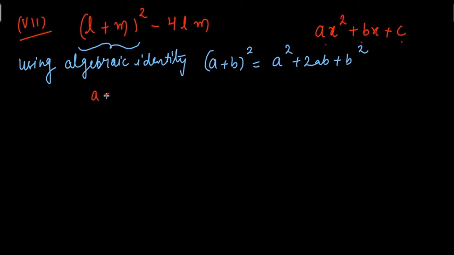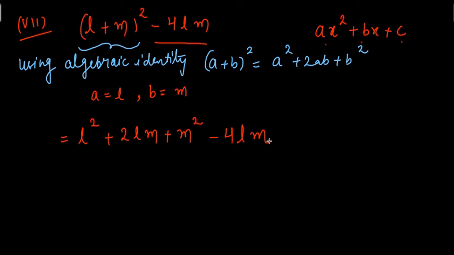Your a is L and your b is m. So a square means L square on the left. Then you have 2ab, which means 2lm, plus b square, which means m square. Now this minus 4lm I am copying as it is. So what I have done, I have expanded L plus m whole square using the identity a plus b whole square. Now what can be done further?